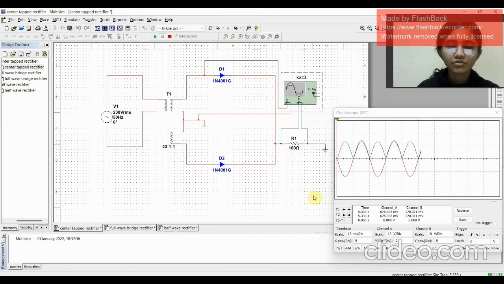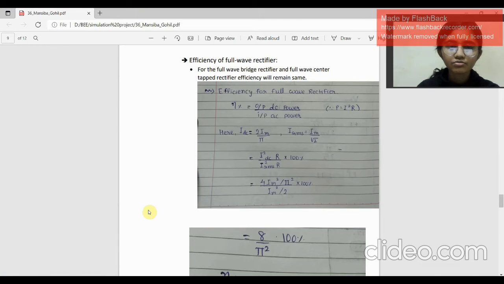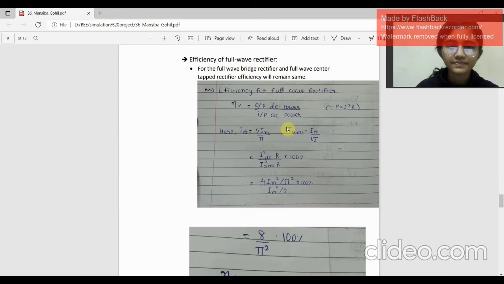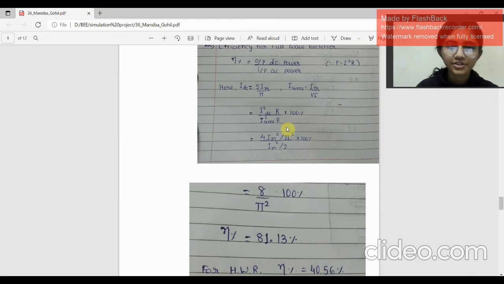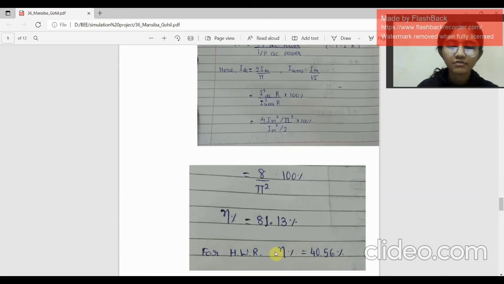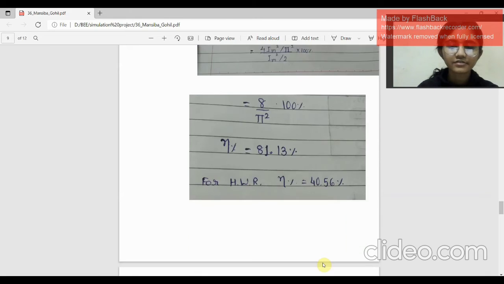Now, coming to the efficiency, as I have explained earlier what efficiency is, I will just do the calculations using the formula I gave earlier. By doing the calculation, we get 8 by pi square into 100%, meaning that the efficiency is 81.13%, which is quite high. As we saw earlier, for the half wave rectifier, the efficiency was only 40.56%. So there is a huge increase in the efficiency.